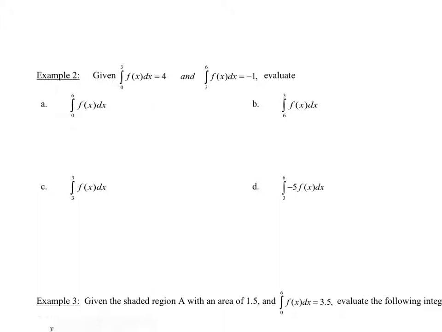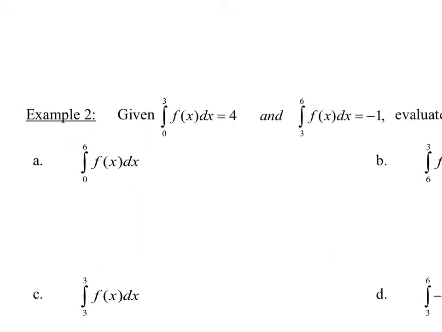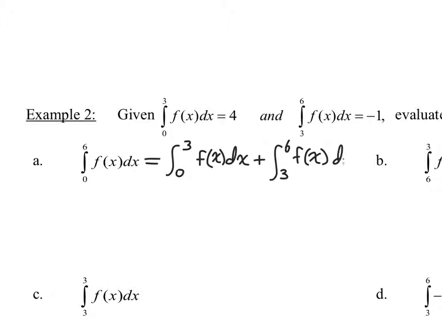Some of them are easier than others. You might look at problem C right off the bat and know that answer, right? But A, you got to do a little bit of background work before you can get started, right? And that's to say that, well, I don't know it from 0 to 6, but I do know 0 to 3, and I know 3 to 6. If I add those together, then I'll get what I'm looking for. I'll get the interval going from 0 to 6.